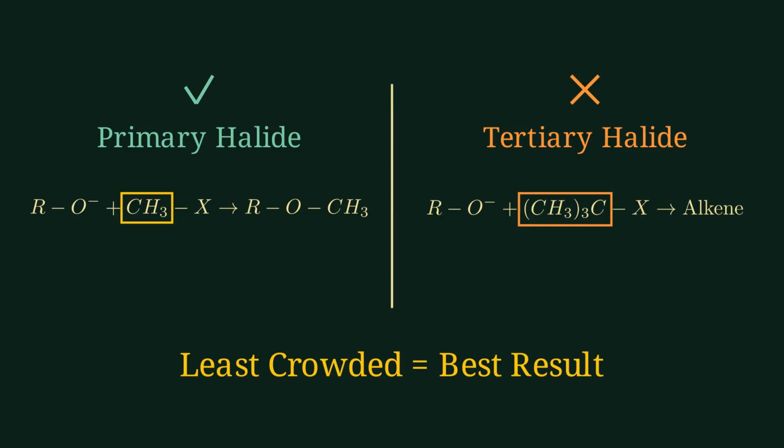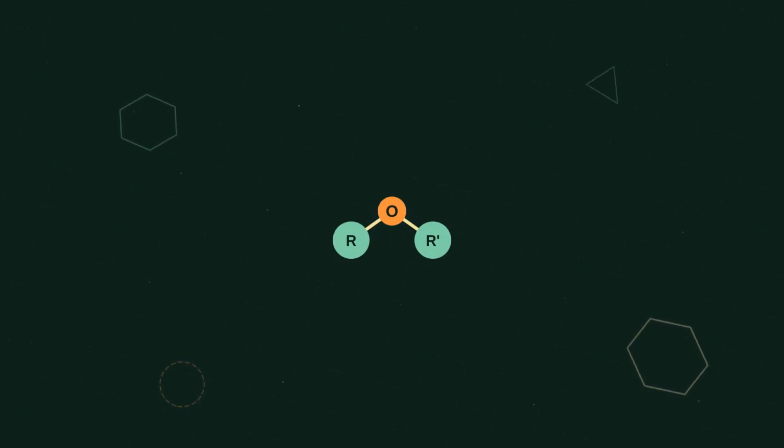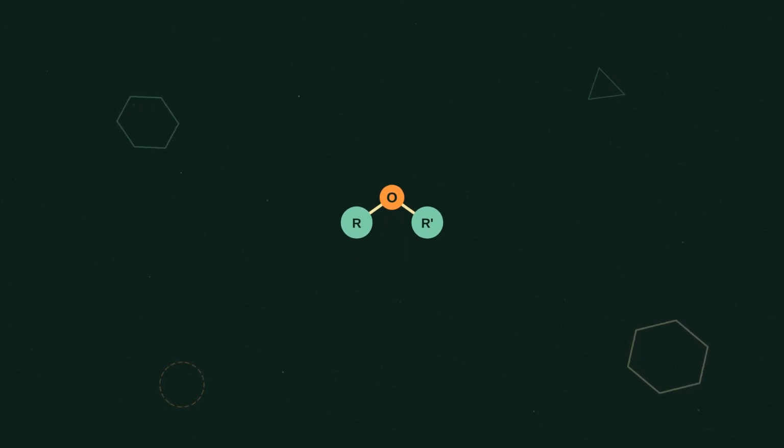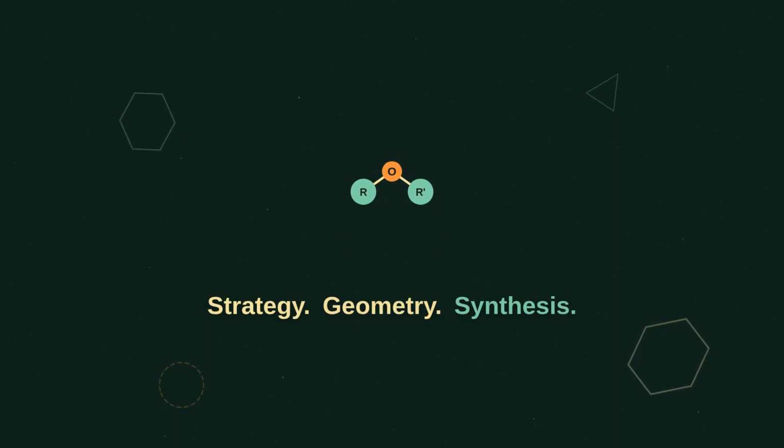So, the next time you see an ether, remember the Williamson synthesis. It's a perfect demonstration of chemical strategy, knowing when to strip a proton away to create a hunter, and choosing a target that is open and vulnerable to attack. It's not just about mixing chemicals. It's about understanding the geometry of the microscopic world.